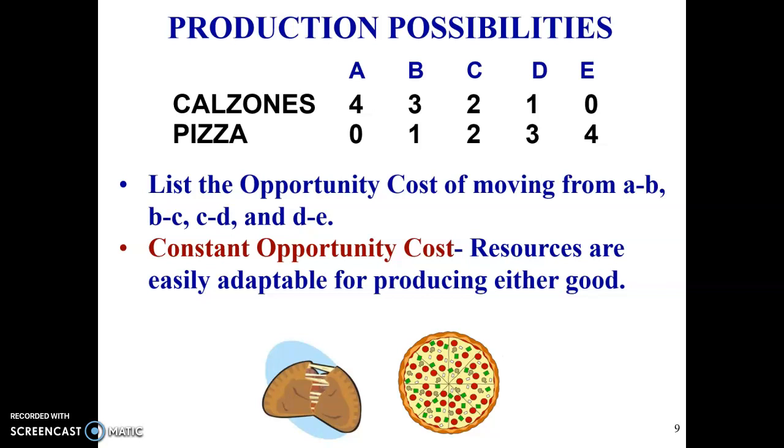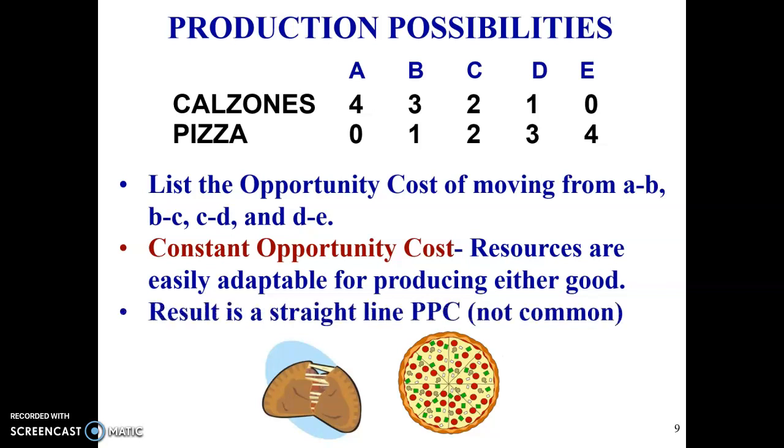If in order to get one more pizza, I had to give up one calzone, and then to get another pizza, I had to give up one more calzone. To get the third pizza, I had to give up one more calzone. That's telling me that my resources are equipped to easily make pizza or calzone. So maybe I have sauce, cheese, a worker who knows how to make both of those goods, and an oven. Lots of equipment might be designed to make either pizza or calzones.